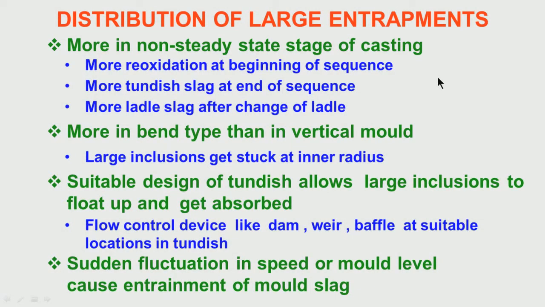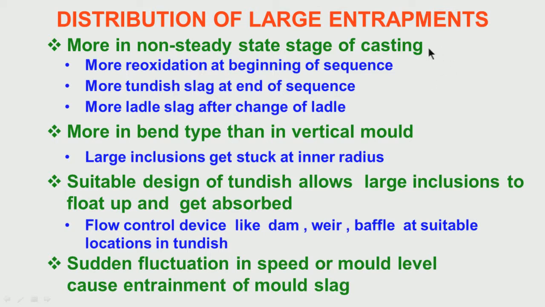In a cast product, and cast product is finally rolled to have a rolled product. So, the distribution of the large entrapments is not uniform. As I have told you, we have to worry about the large entrapments only, not fine inclusions or small inclusions. These large entrapments are not uniformly present in the cast product, and since they are not uniformly present in the cast product, they will also not be uniformly present in the roll product. So, let us see where they are present.